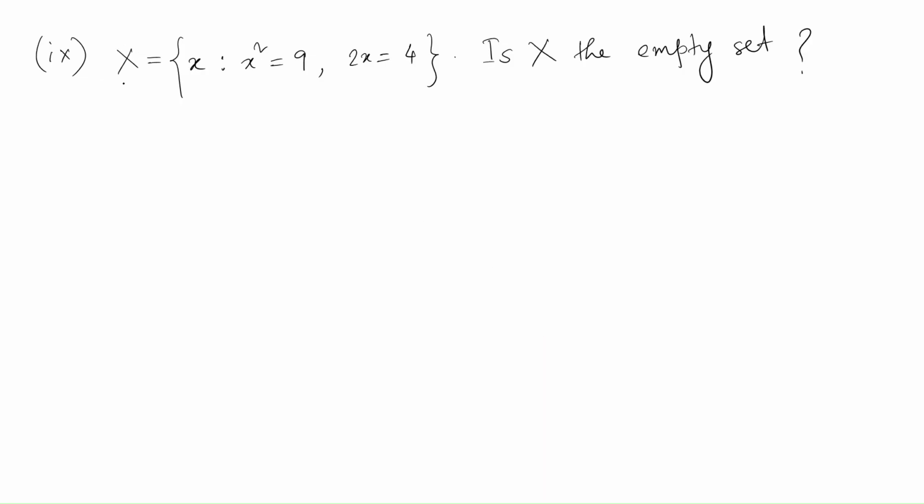Next question. Capital X equals the set of elements x such that x square equals 9, comma, twice x equals 4. The question is, is X the empty set? Here X is not the empty set because x takes the values plus 3, minus 3 and 2.